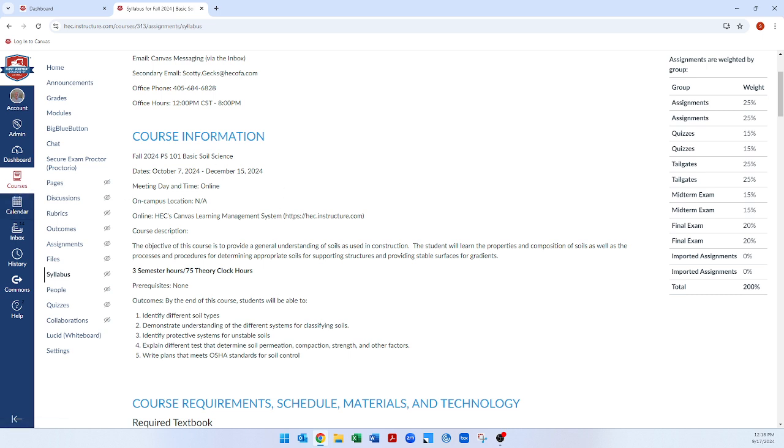This is our LMS, the learning management system we use, is made by this company, Instructure.com, and it is called Canvas. The objective of this course is to provide a general understanding of soils as used in construction. I want you to learn the properties and composition of soil, as well as the processes and procedures for determining appropriate soils, for supporting structures, and providing stable surfaces for gradients.